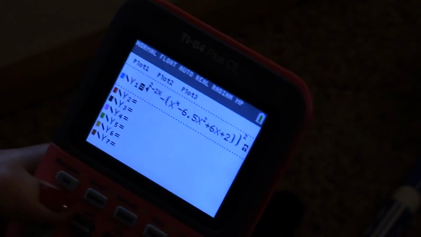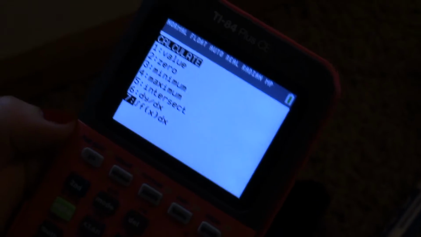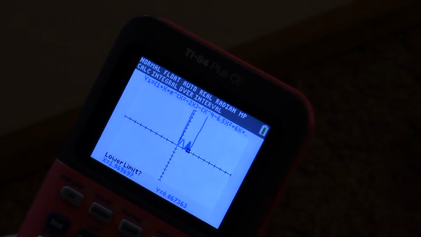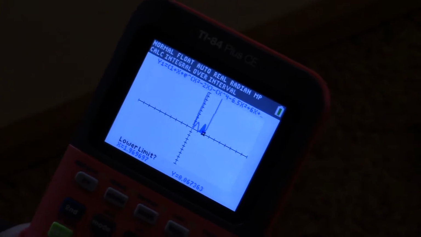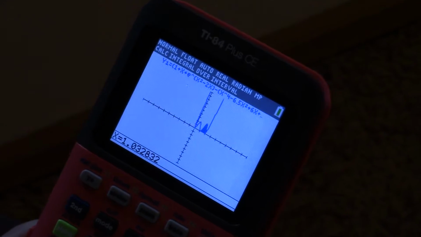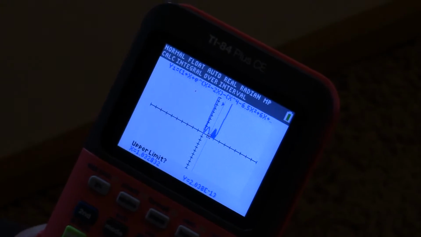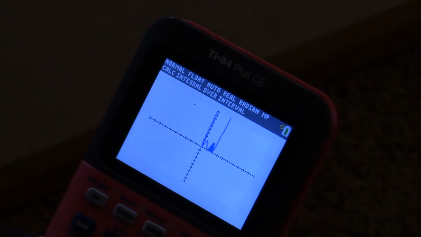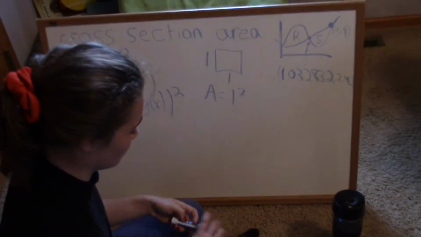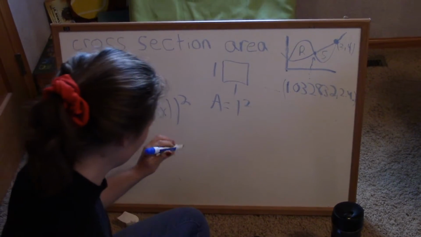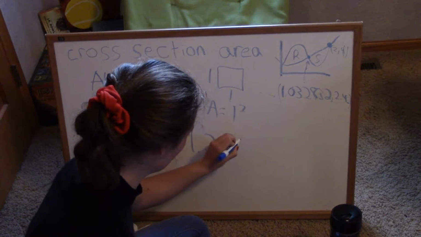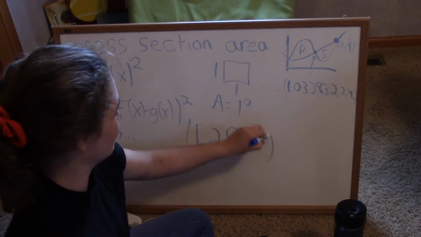And then you press second, calculate, number 7, press enter, and you enter your lower limit, which is the intersection at the start of S, which is 1.032832. Press enter, and you find your upper limit, which is 2. Press enter, because that's the end of it, and then you get your answer, which is 15.283, circled.